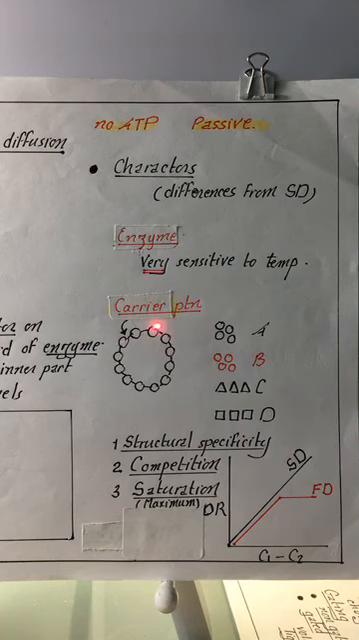This carrier protein has many receptor binding sites for the molecules to bind with. I will explain it in a very easy way. Let's imagine this is the carrier protein, and these are the substances, the molecules trying to utilize this carrier protein to enter the cells. We have molecule A, molecule B, molecule C, molecule D.